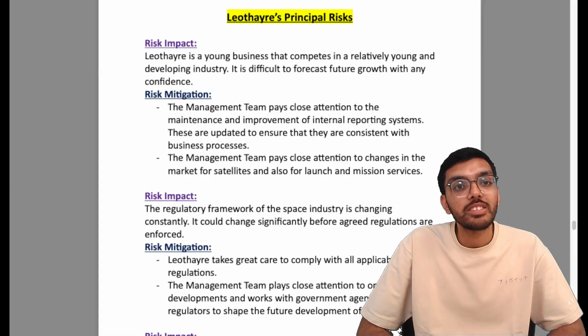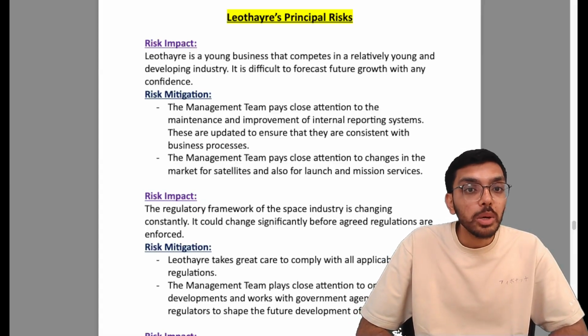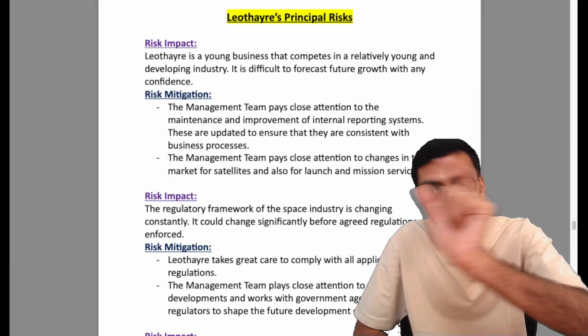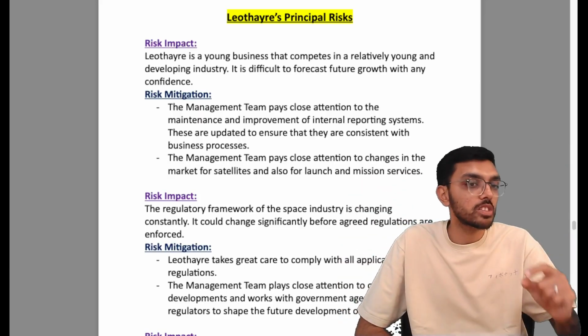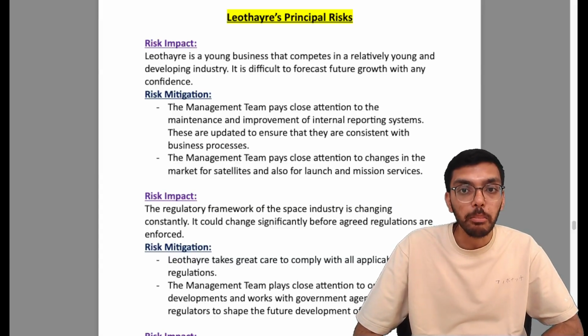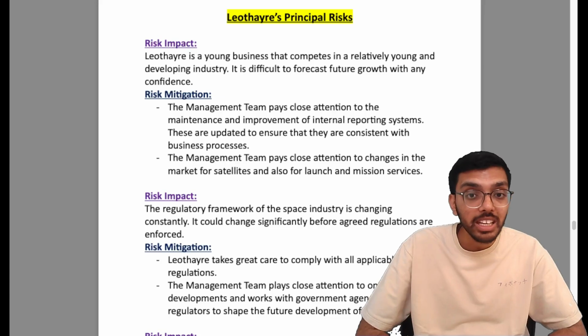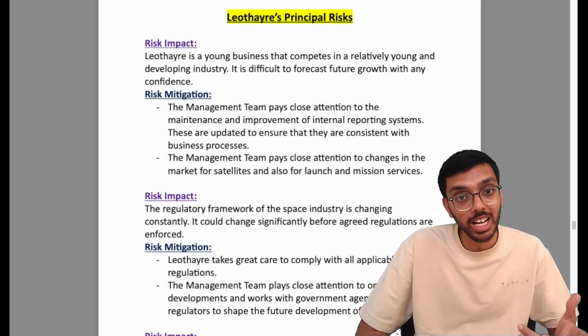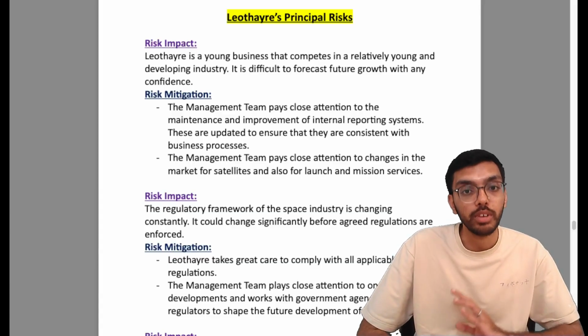So first, risk impact. We'll look at risk impact and risk mitigation for each risk one by one. The first risk is that Leothayre is a young business that competes in a relatively young and developing industry. It's difficult to forecast future growth with any confidence.